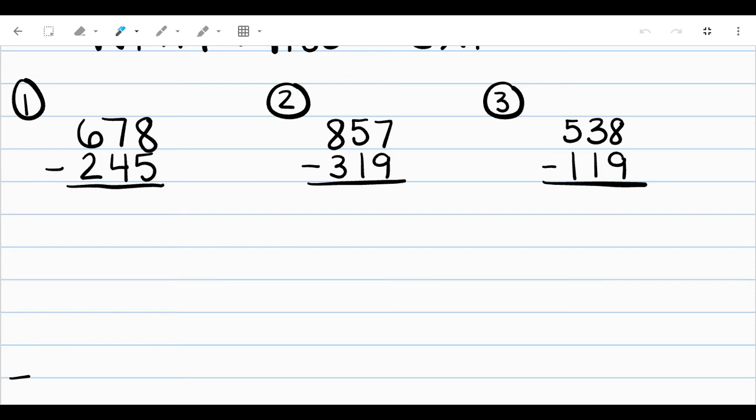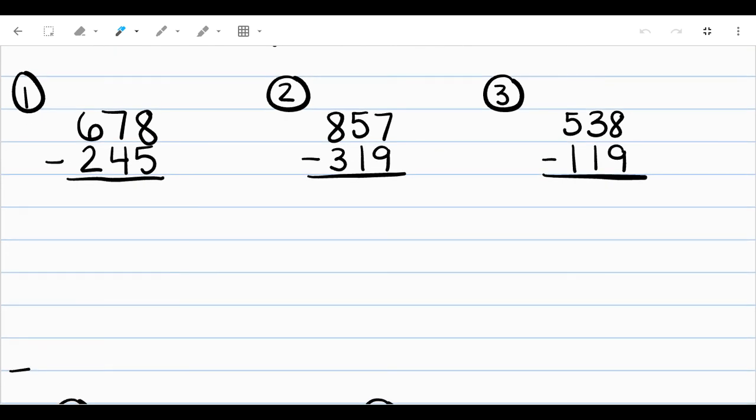When we're looking at number 1, it says 678 minus 245. What I like to think is, we're always going to look for if we have more on top, no need to stop. That means we don't have any regrouping. We can just subtract straight down.